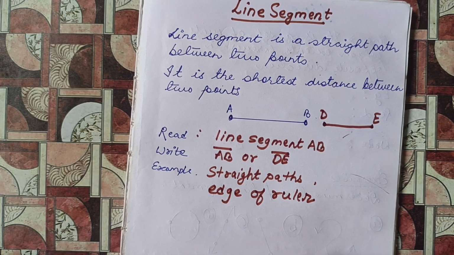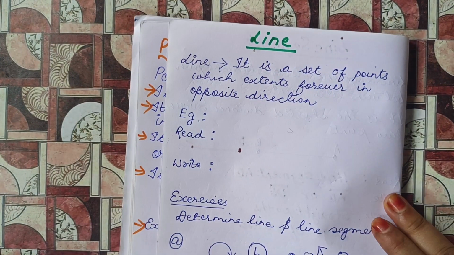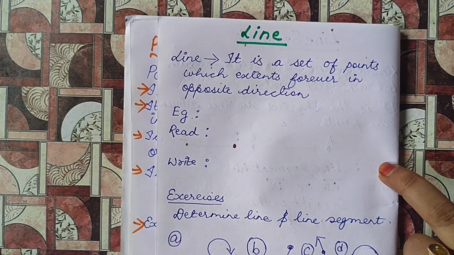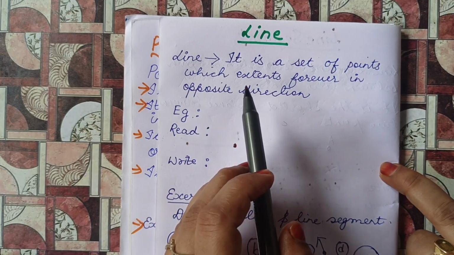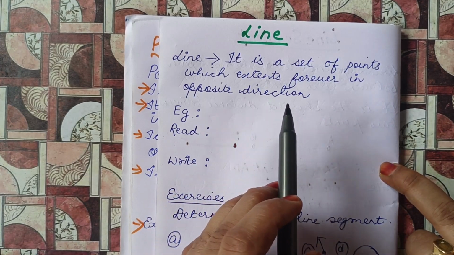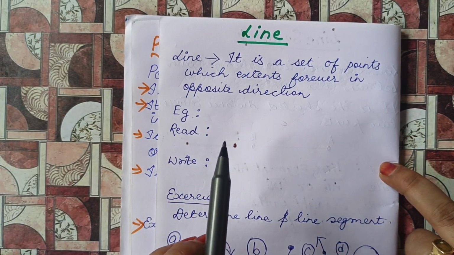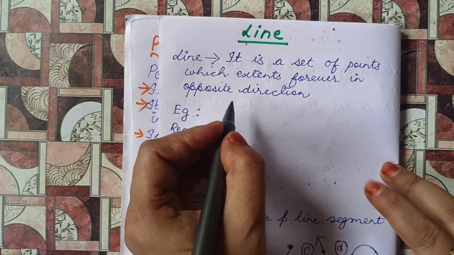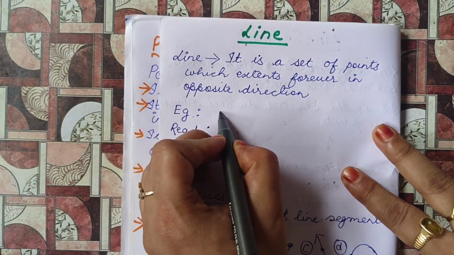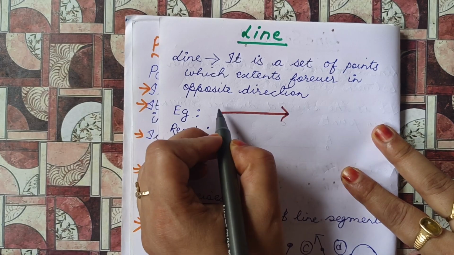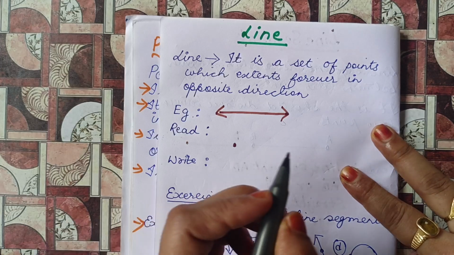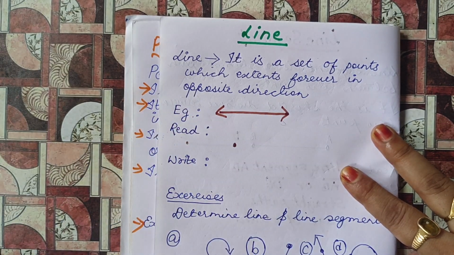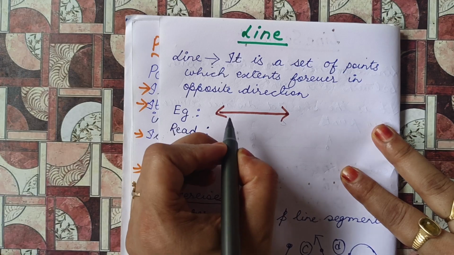Now, let's move on to another page. We will know what is a line. A line is a set of points which extends forever in opposite direction. Now, let us see what is the example. This is a line segment. Sorry, this is a line, not a segment. This is a line.